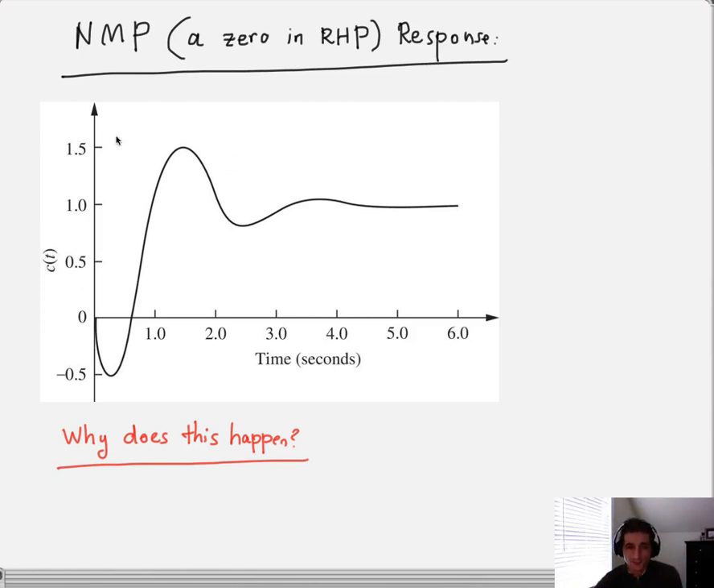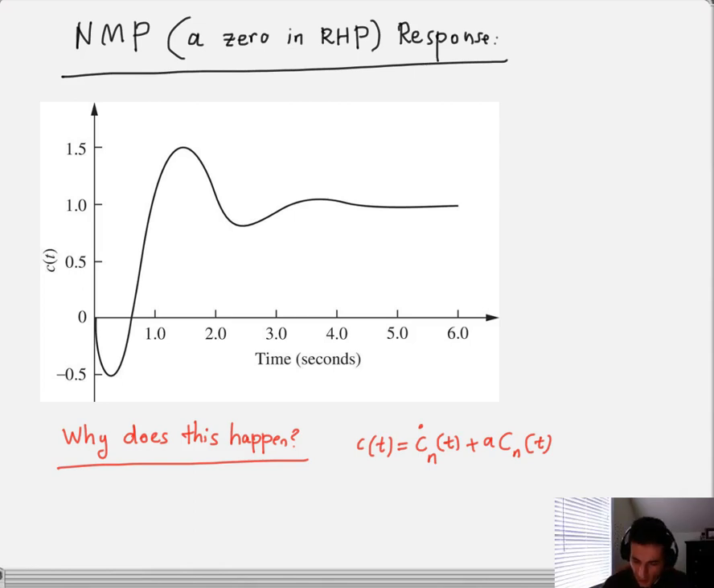So now what you see here is that the response shows what is called an undershoot. If you recall previously, the response to a step would just ramp up from the very beginning. But now if you have a non-minimum phase system, with a 0 in the right half plane, then at the very beginning the response of the system is going to come down, and then it's going to ramp up. This is what is called undershoot. So now really the question is, why does this undershoot happen?